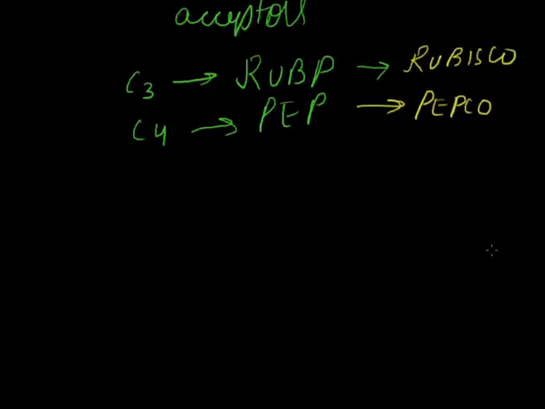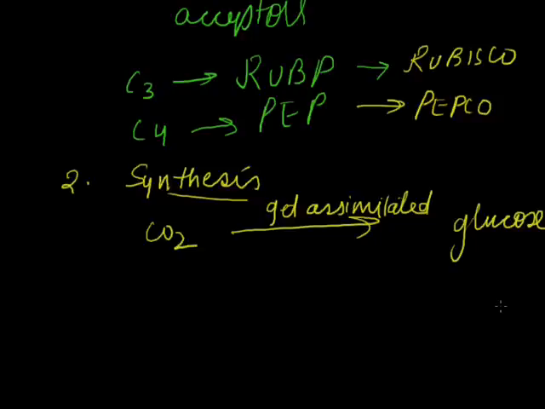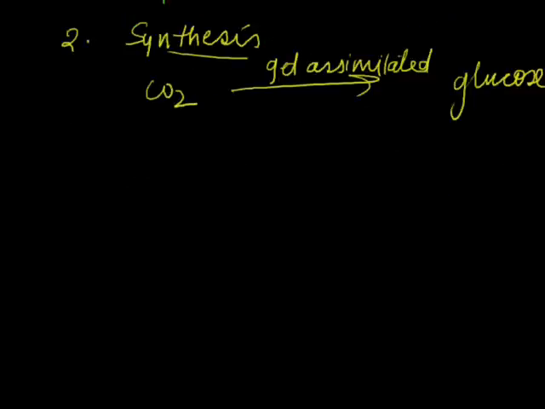Now, second step of dark reaction is called synthesis. In this synthesis, as the name suggests, the carbon dioxide is assimilated into glucose. Carbon dioxide gets assimilated into glucose. Ultimately, glucose is formed in the second step of the dark reaction.